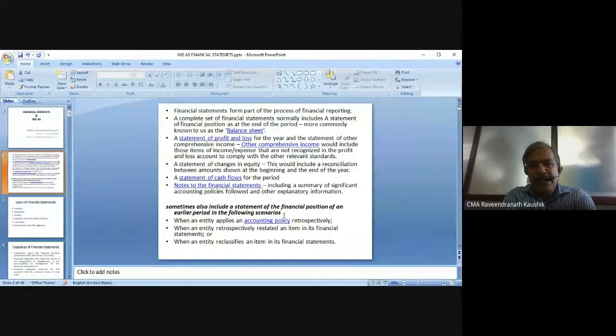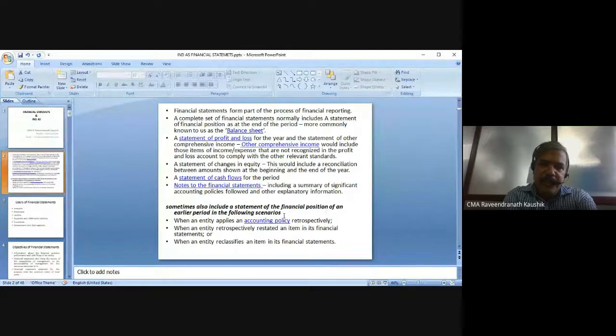We now need to give importance to two main areas there. One is the normal profit and loss account, and the second is other comprehensive income, which would include those items of income and expenses that are not recognizable in the profit and loss account. So disclosure is a very important thing we are talking about. When we talk about Ind AS, three important things are there: one is transaction, second is measurement, and the third is disclosure.